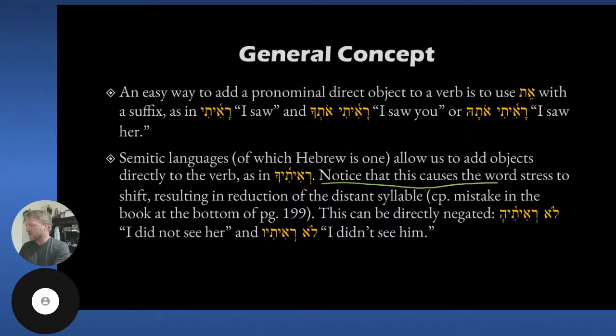So notice that this causes the word stress to shift. Ra'iti goes to re'iticha, resulting in the reduction of that first vowel. Ra becomes re. Ra'iti, re'iticha. There is a mistake in the book at the bottom of page 199 where he says ra'iticha. That is wrong. It's re'iticha with shva.